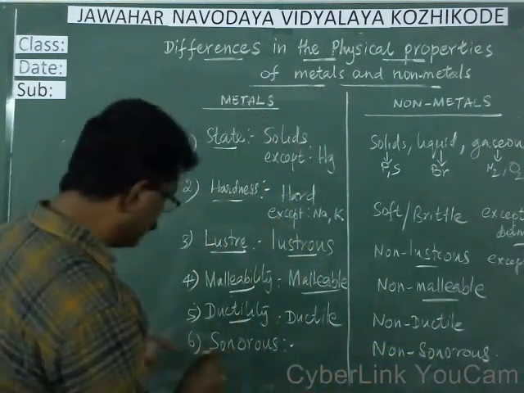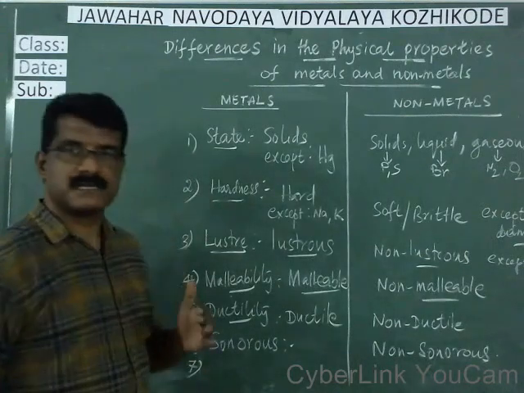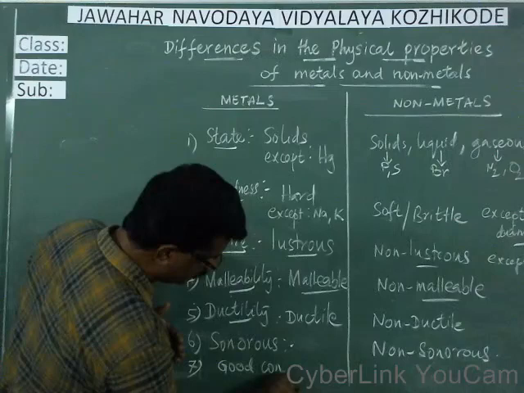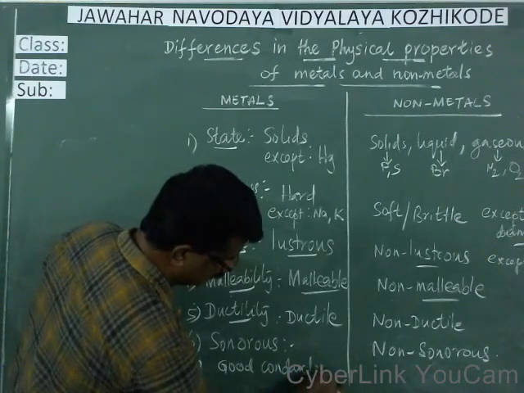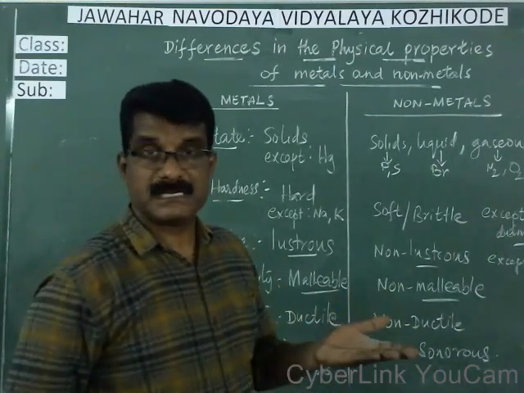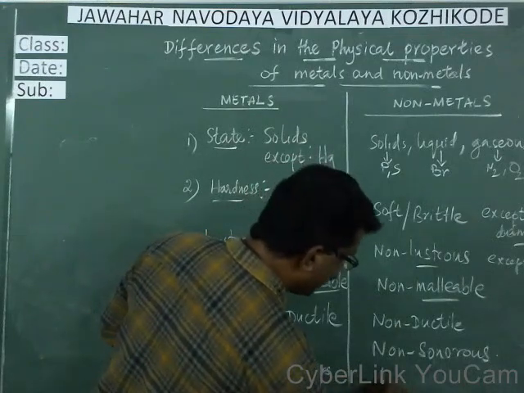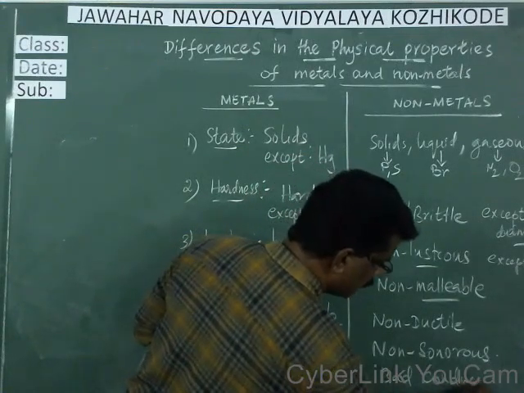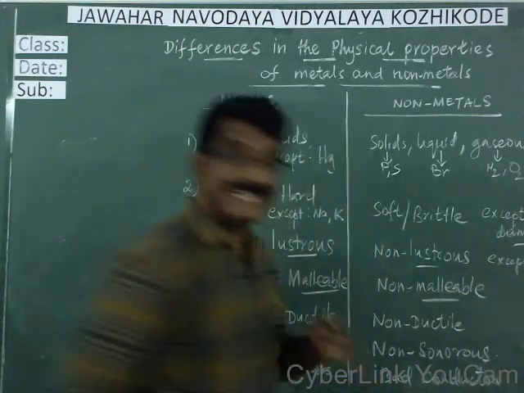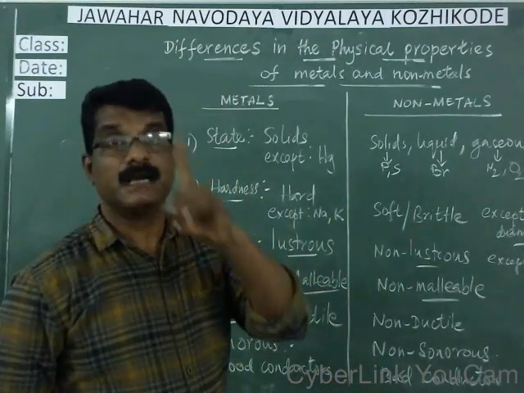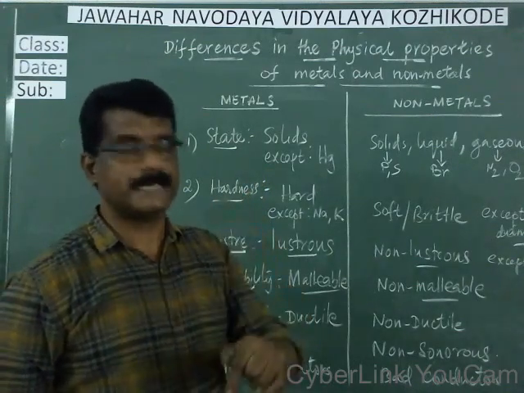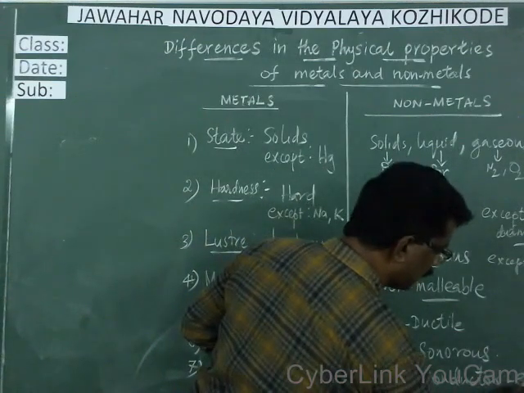Okay, so metals are good conductors of heat and electricity. And non-metals are bad conductors or insulators, except graphite. Though graphite is a non-metal, it's a good conductor.